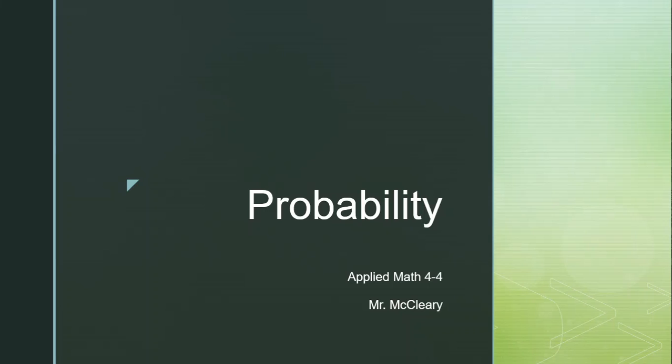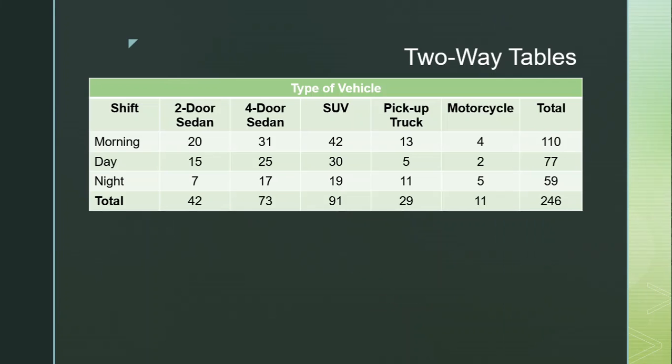All right, Applied Math. We are continuing our look at probability today. In class yesterday, we just looked at simple probability and we looked at Venn diagrams. Today, we're going to take a look at two-way tables, and we're also going to look at conditional probability. So just adding a couple new wrinkles to this.